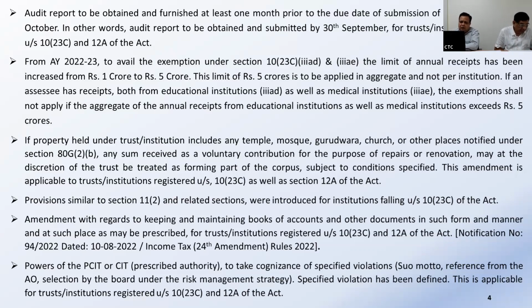Then one more thing, 80G registered organizations: if property held under trust institution includes a temple, mosque, gurudwara, church or other places of worship approved under section 80G(2)(b), any sum received as a voluntary contribution for the purpose of repairs or renovation may, at the discretion of the trust, be treated as forming part of corpus, subject to the conditions of course, and effective from 1/4/2021. Any donation received from 1/4/2021, this amendment will apply.